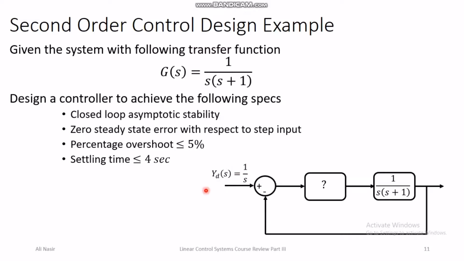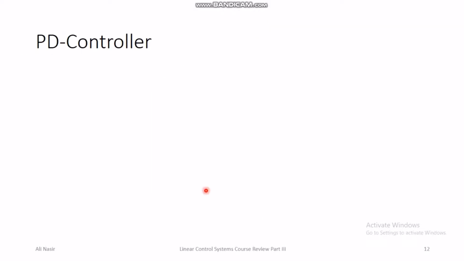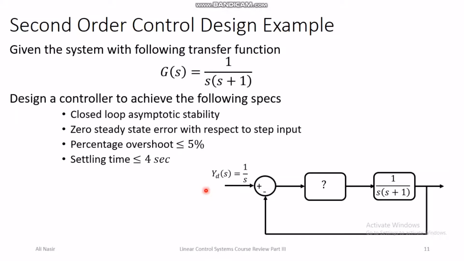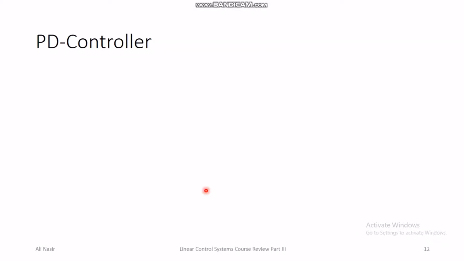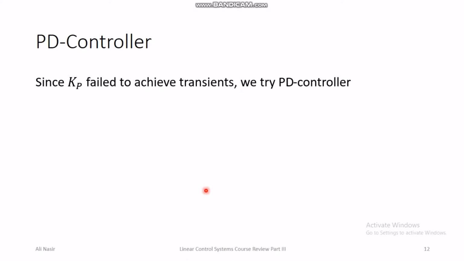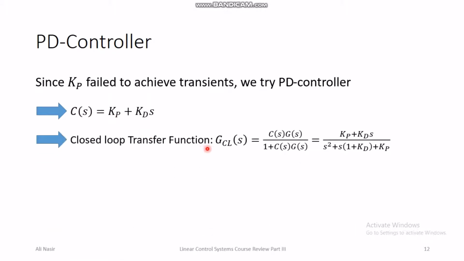So in the original lecture, we tried the P controller on this example, and the P controller did not work. And then we tried the PD controller. Since this is the review of the course, I will go straight to the PD controller. Since Kp fails to achieve the transient response specification, we try the PD controller, and the transfer function of the PD controller is Kp plus Kd s, and the closed loop transfer function with the PD controller becomes something like this, where we are interested in this characteristic polynomial.